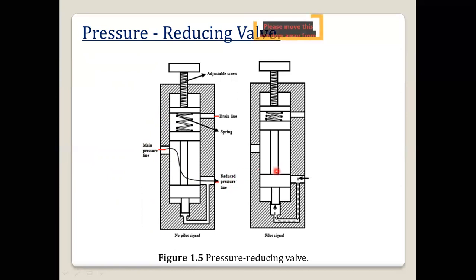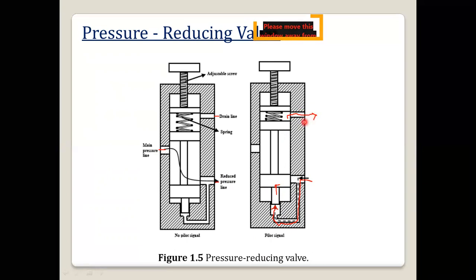Then the second condition: when the valve setting is reached, that is, the maximum pressure is reached, the oil from the outlet line, the reduced pressure line, will come back and push this spool in the upward direction. At that time the oil will flow from here to the drain line.